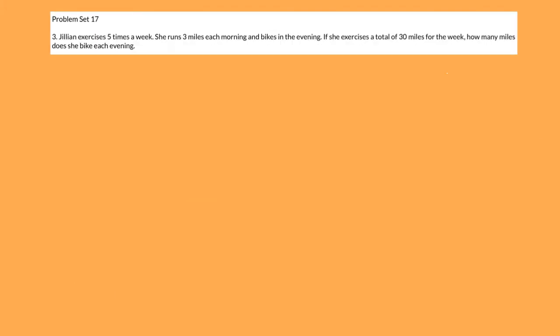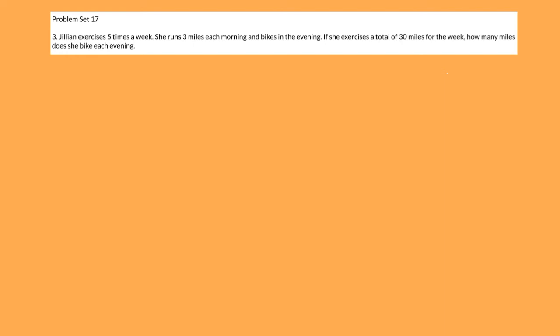All right, let's move on to number 3. Jillian exercises 5 times a week. She runs 3 miles each morning and bikes in the evening. If she exercises a total of 30 miles for the week, how many miles does she bike each evening?